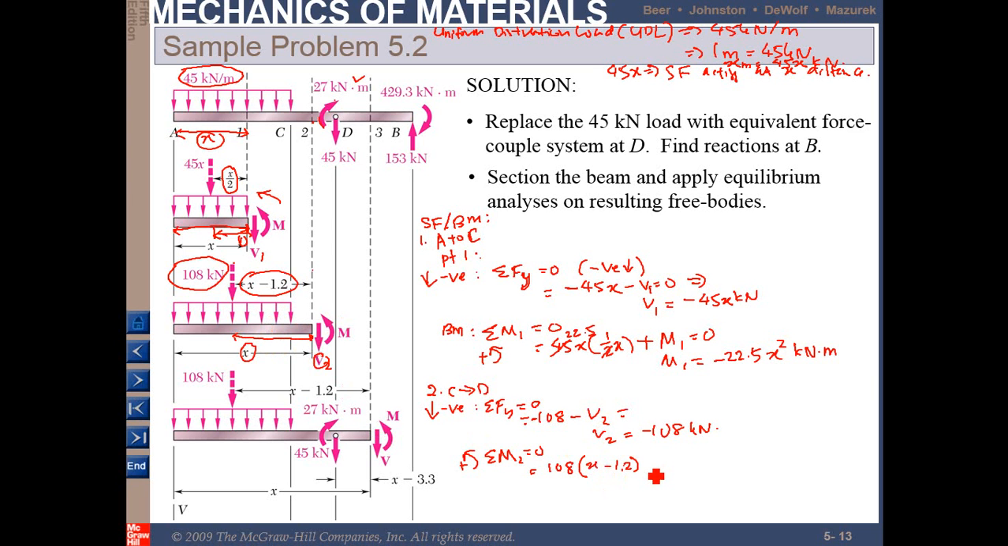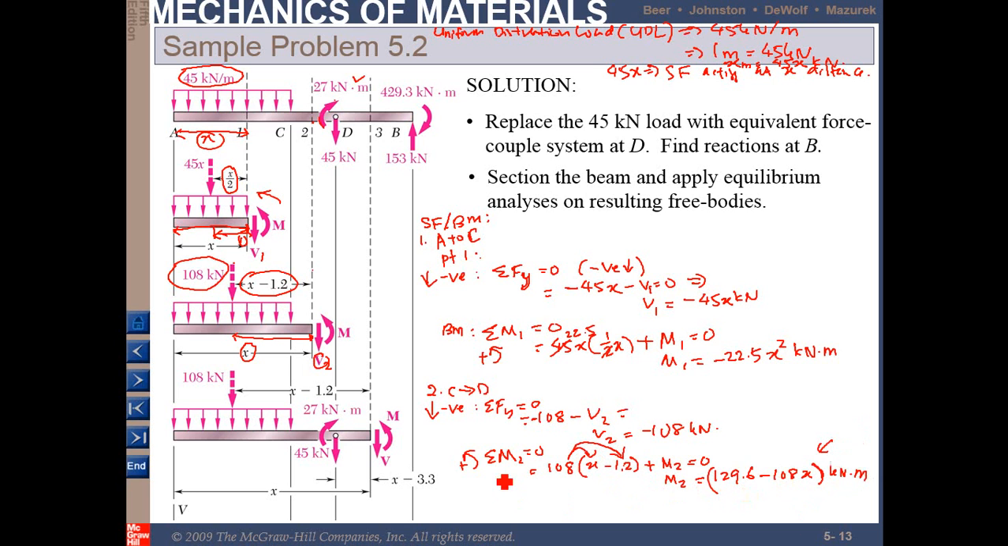And then you plus M2. So M2, you get equal to 108 times 1.2, you get 129.6, and then minus 108x kilonewton meter. So this one you times with x, and this one also you times with 1.2. So you will get this value.